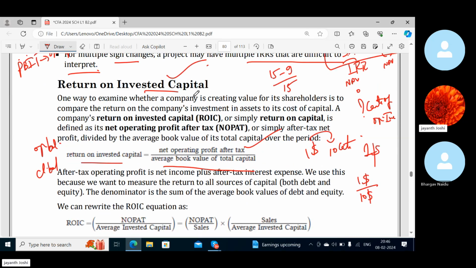So let's see, one way to examine whether a company is creating value for its shareholders is to compare the return on the company's investment in assets to its cost of capital. That means what returns you got: 10 cents from an investment of $1. That means you got 10% returns, right? You got 10% return on the company's investment in assets, compared to cost of capital. So if the cost of capital or required rate of return is 8% and you got this much, it is good, right?